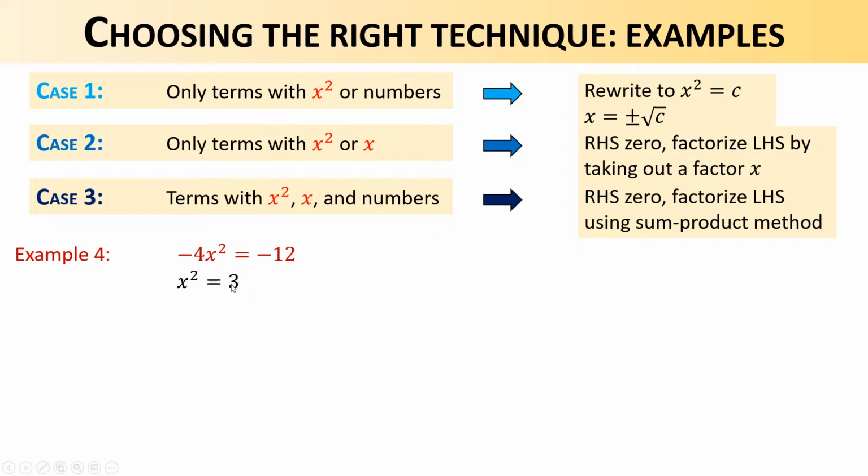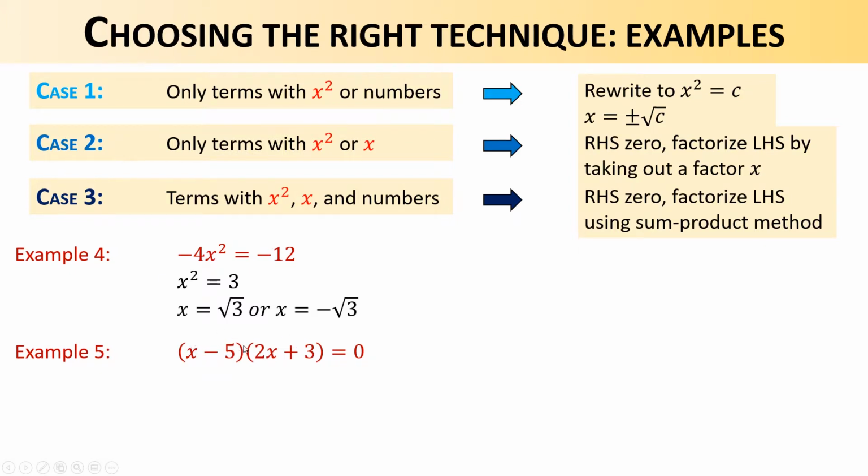If x squared is 3, then x is going to be the square root of 3 or minus the square root of 3. And we can't simplify this any further, so this is our solution. And of course, this is also a solution that we probably wouldn't have been able to find using the sum product method, because we are used to using that only for integers. Another example that shows that we have to keep thinking even when we have these different scenarios.